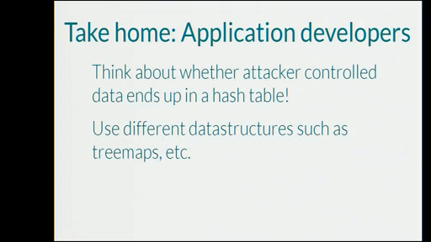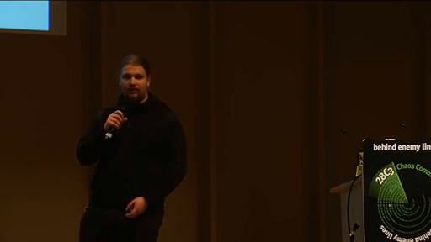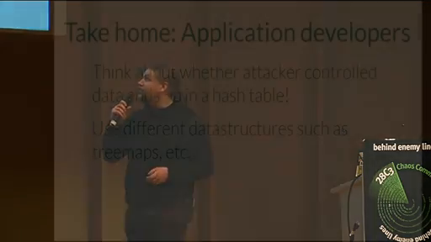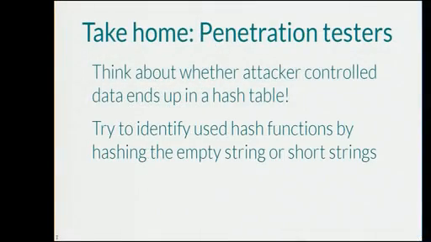If you're an application developer, you use your language and you really hope your language developer fixes this, but if they don't, well, think about what stuff ends up in a hash table that an attacker can actually choose. As you have seen, for example, post parameters. Application developers tend to put them into a hash table. And, well, use something that is not a hash table. There are ways like in Java tree map to do an associative array that doesn't have this problem.